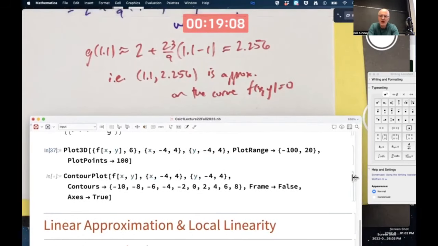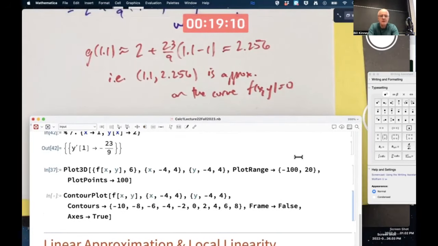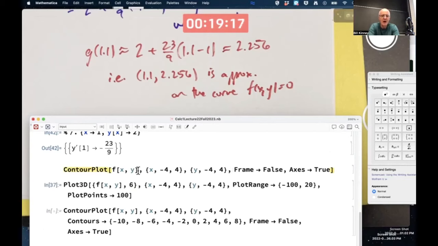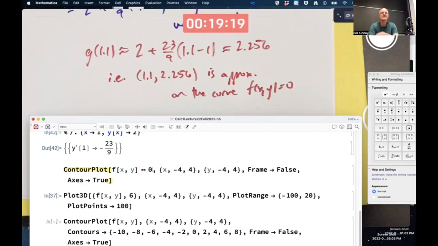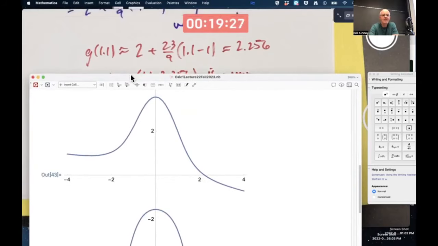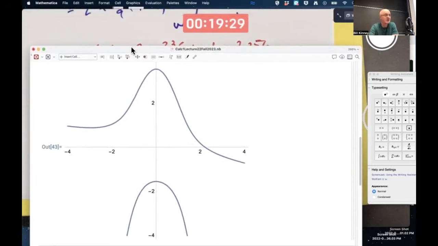I'll make my contour plot. And actually, if I'm not trying to plot the whole function, I just want to plot the equation f of x, y equals 0. Here's the syntax. This is going to be some curve in the plane. There it is. Oh, look, it doesn't pass the vertical line test. Yeah, these curves don't necessarily pass the vertical line test. That should make some intuitive sense.